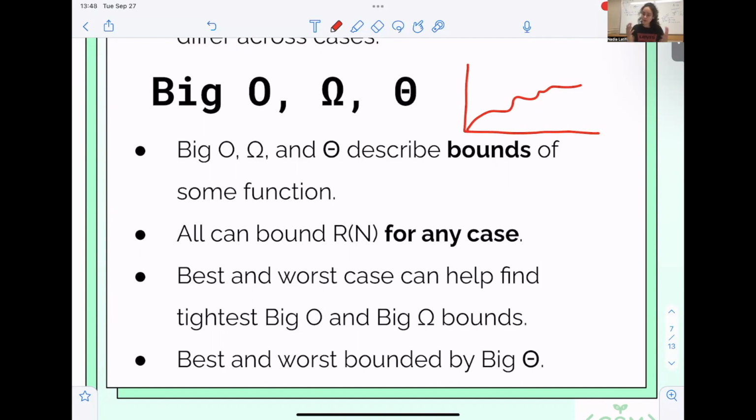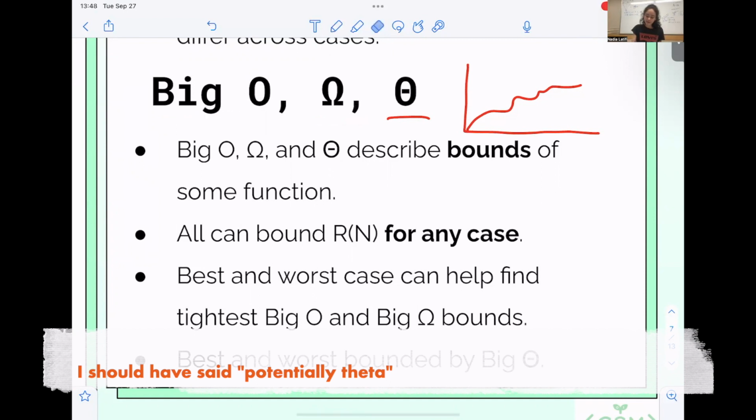So that means that these bounds can be applied to any case, okay? Because the best case, the worst case, the average case, they're all going to have some growth function that we can put on a graph and then we can describe using O, omega, and theta, all right?